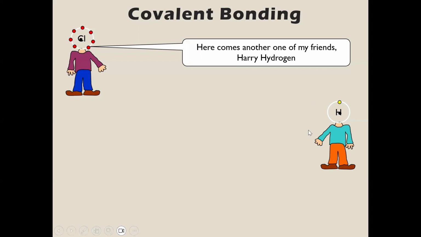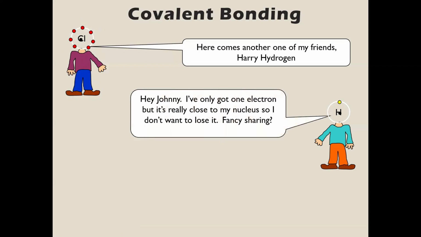So hydrogen has the first shell, which has 1 electron. So hydrogen will need only 1 more electron for its shell to be full. While chlorine, its outermost shell, has 7 electrons, so it needs 1 more electron to be full with 8 electrons. So both hydrogen and chlorine need 1 electron to have their outermost shell full. Okay?